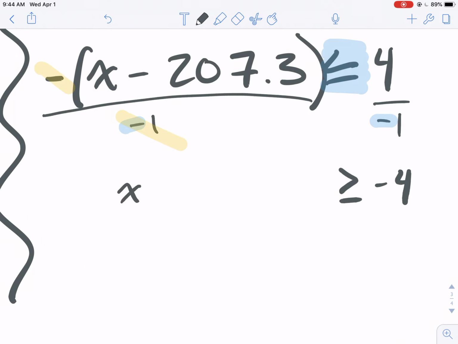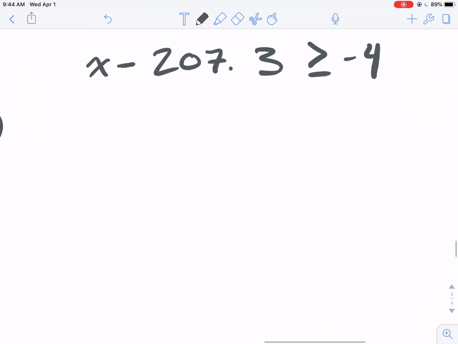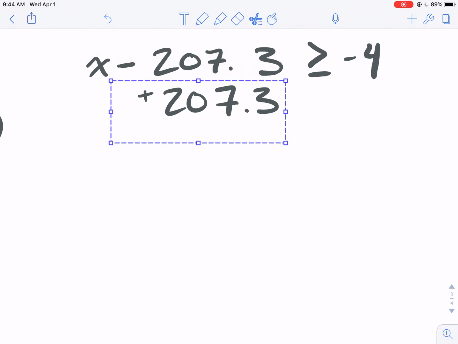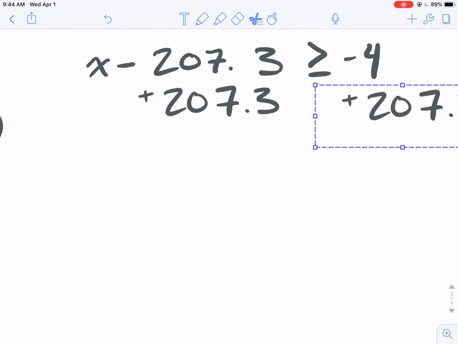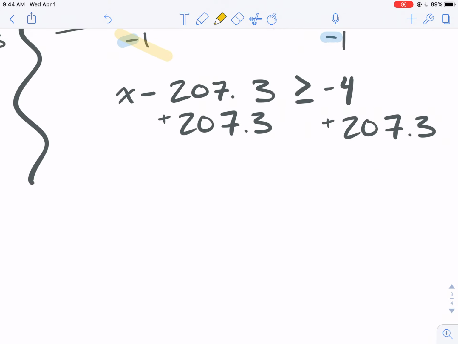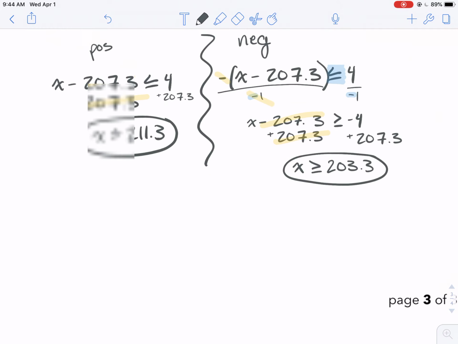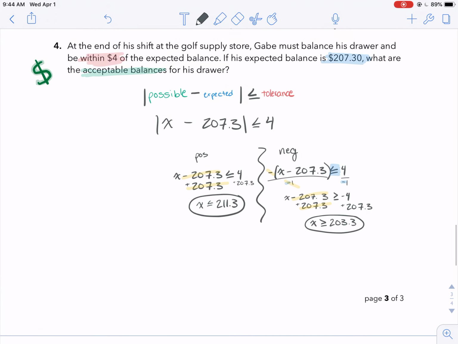So we have x minus 207.3 is greater than or equal to -4. Then we're going to add 207.3 to both sides, and that will cancel out. Then finally we're left that x is greater than or equal to 203.3. So Gabe needs to have at least $203.30 left in his register.